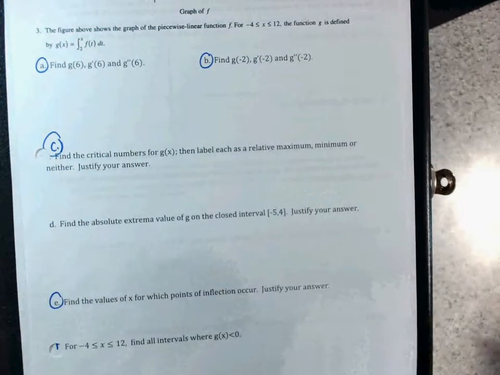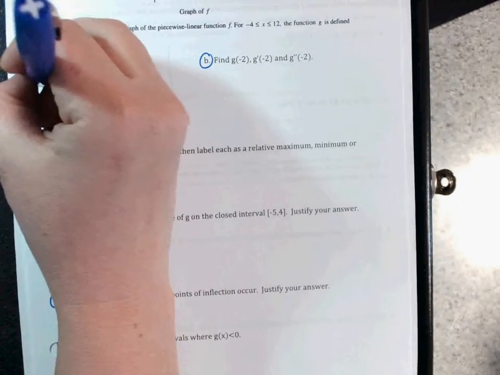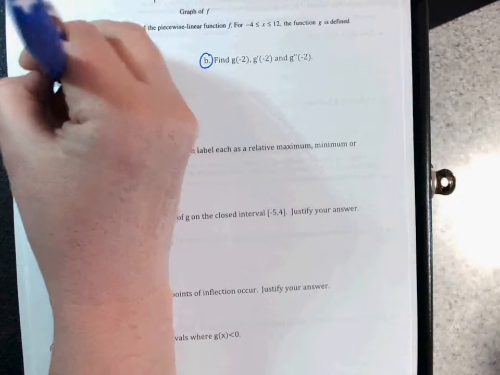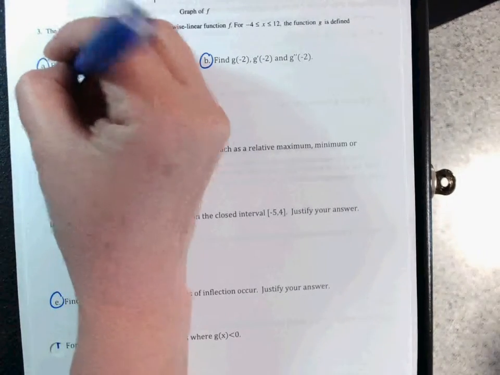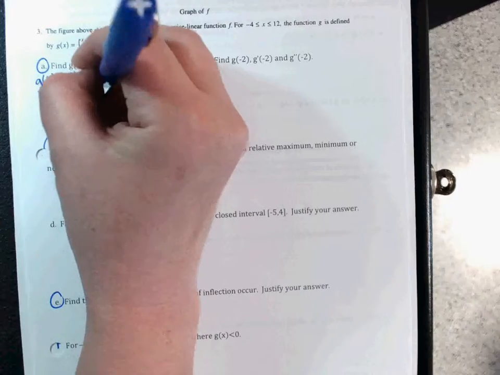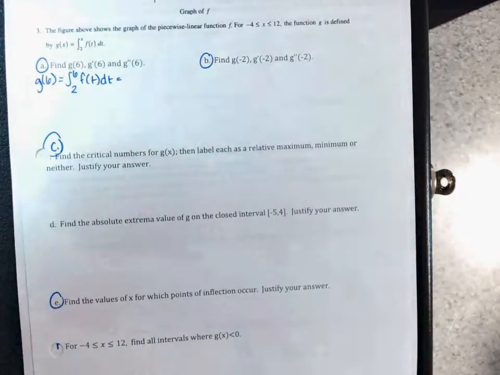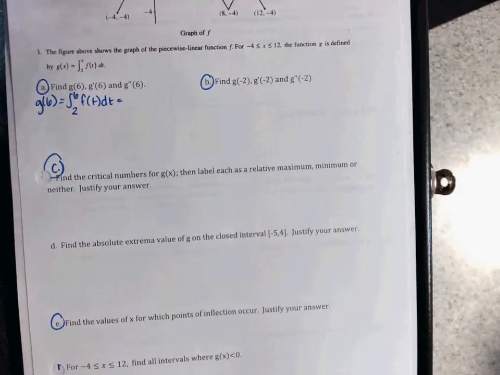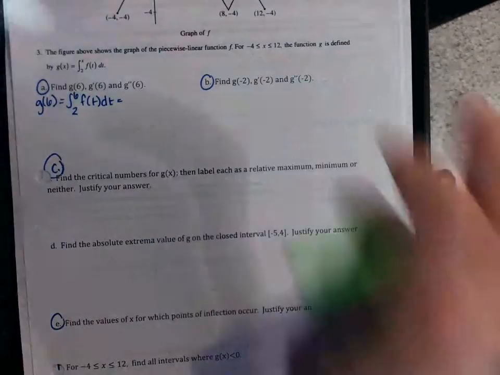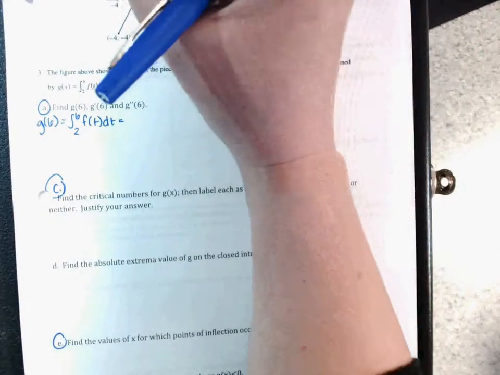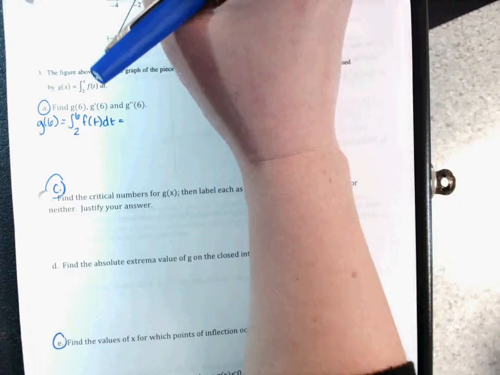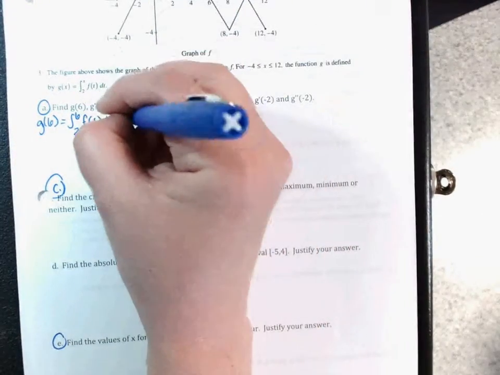Okay, if you need help on part A, your G of 6 would be the integral from 2 to 6 of f of t dt. And then in your graph, you should shade between 2 and 6, and then find the area of that, which somebody said is 8. That is correct.